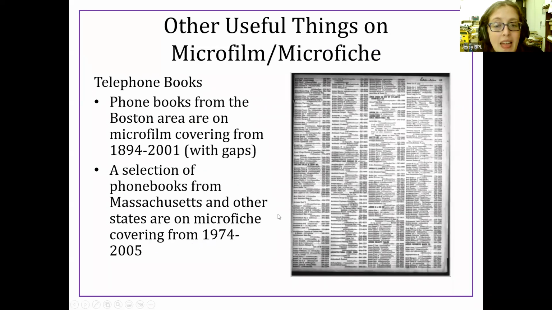Okay, let's see. So another pretty widely used resource we have that's on microfilm are telephone books, and those cover from, believe it or not, 1894 to 2001. There were, in fact, people with phones back in 1894, not that many. So it's a much smaller book than the phone books we got in recent times, but they did exist. People had phones, so there were phone books. So those are mostly going to be in microfilm.